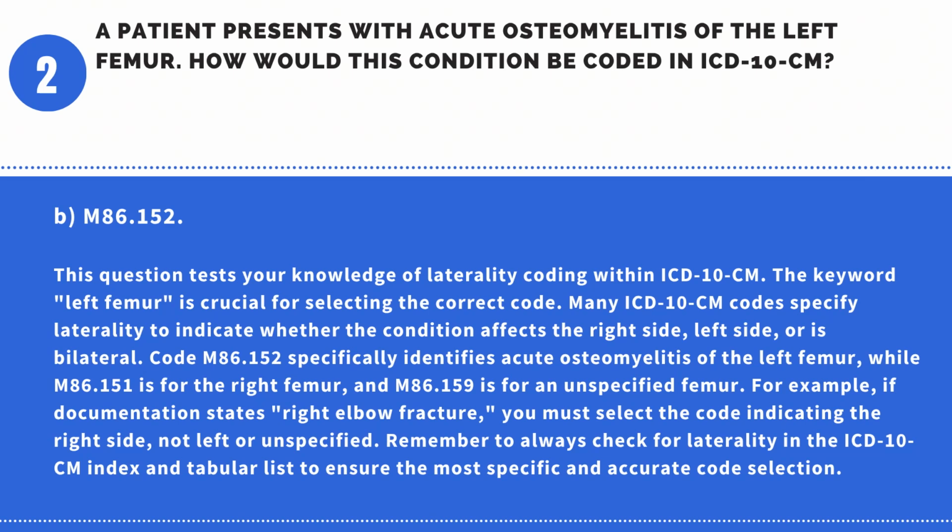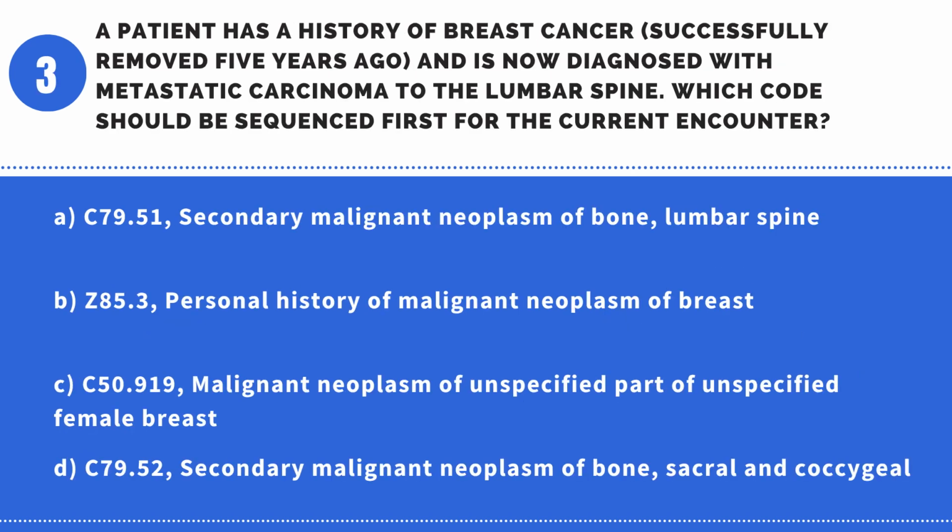For example, if documentation states right elbow fracture, you must select the code indicating the right side, not left or unspecified. Remember to always check for laterality in the ICD-10-CM index and tabular list to ensure the most specific and accurate code selection. Question 3.